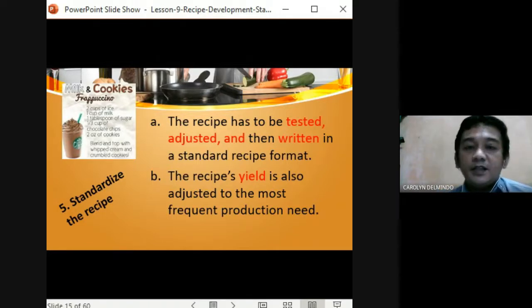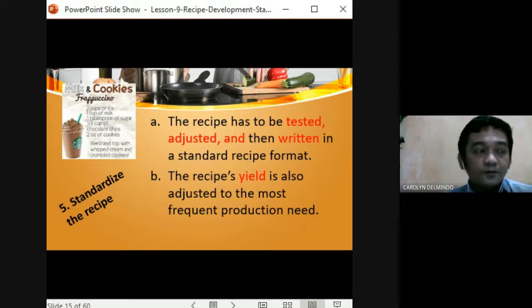For big companies like Jollibee, Chowking, McDonald's, they create certain recipes for their products. Let's take chicken as an example. Big companies standardize their recipe. So in every store and every restaurant that they have, the taste they make should be the same. Okay?